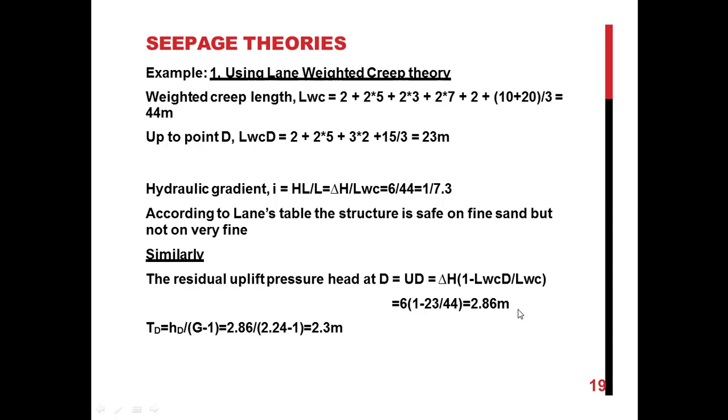So now using the equation TD is equal to HD divided by G minus 1, you will get the total thickness of the floor at point D according to Lane's weighted creep theory. Putting in the values, by assuming G equal to 2.24 and HD equal to 2.86, you will get the thickness of the floor equal to 2.3 meter. So this much thickness should be provided to the floor at point D to safeguard the structure against the uplift pressure, so that the uplift pressure is balanced by the weight of the concrete floor. And this is the end of today's lecture.